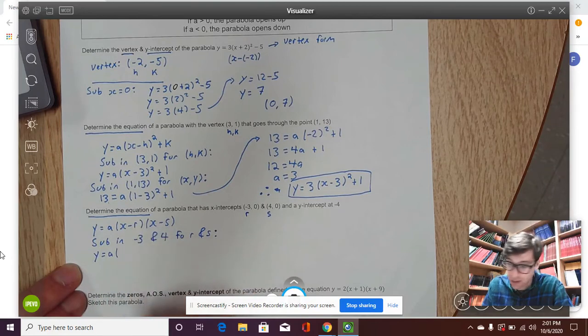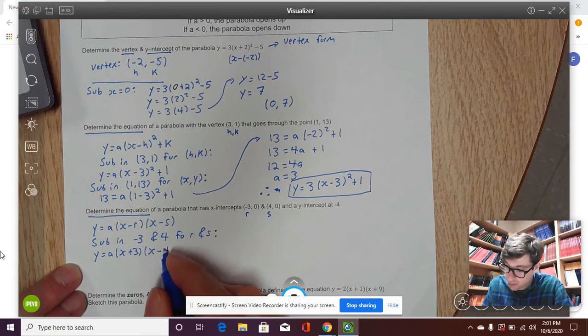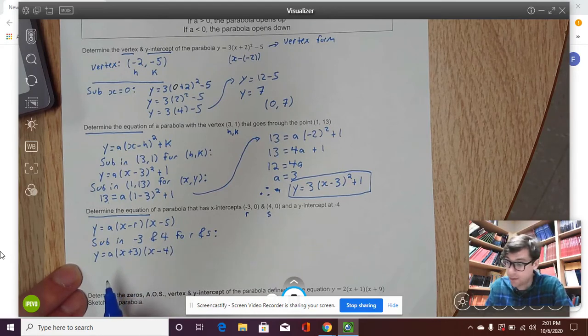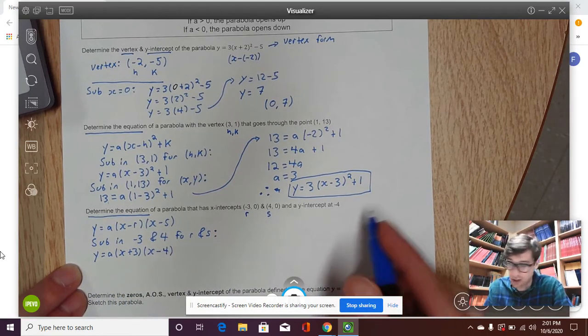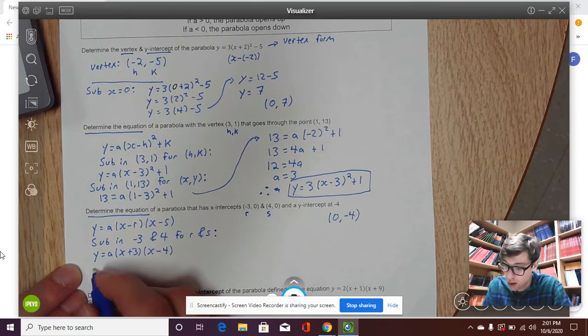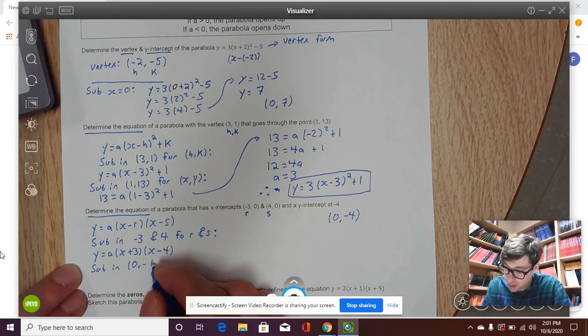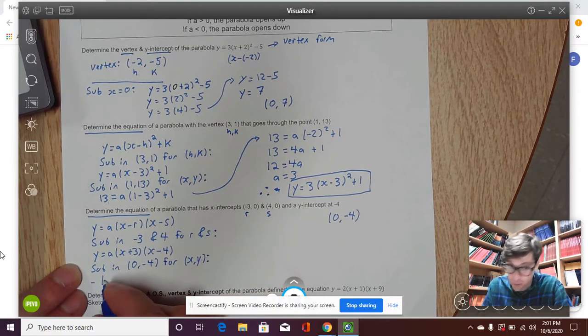And remember, these negative signs should tell us that I'm flipping. So it's x minus negative 3. So it'll be x plus 3 and x minus 4. Again, I don't know a. I want to solve for a, but I do have some other point. In this case, that point's just a y-intercept. I actually know those coordinates, (0, negative 4). So I can sub in (0, negative 4) for x and y. So negative 4 for the y.